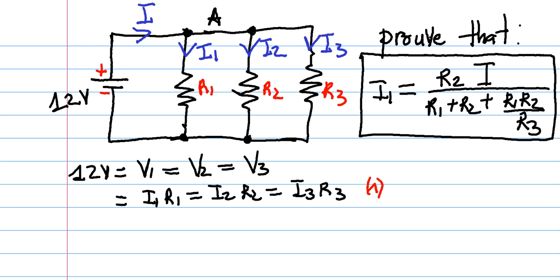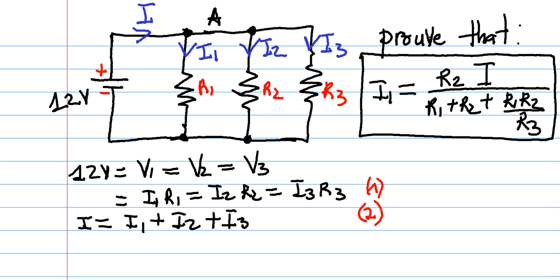Now, by applying the first law of Kirchhoff, we say that the algebraic sum of the currents entering the junction should be equal to naught. We can apply the first law of Kirchhoff at this junction at point A. You discover that the main current here, which is I, is equal to I1 plus I2 plus I3. Let's call that equation 2.